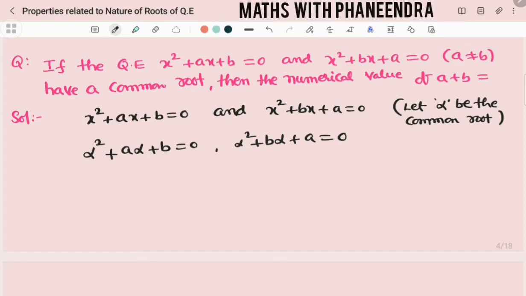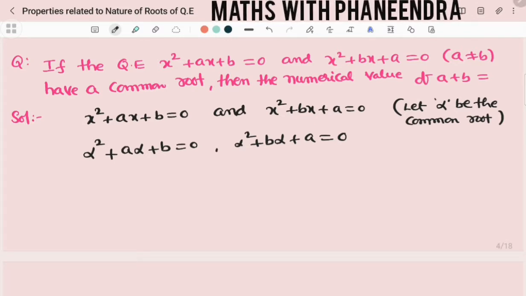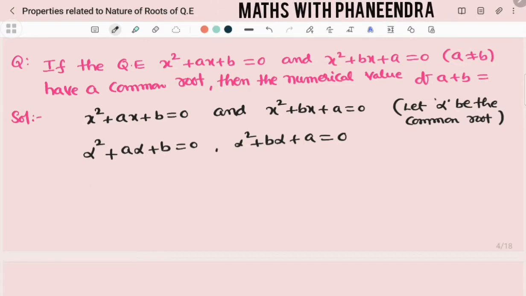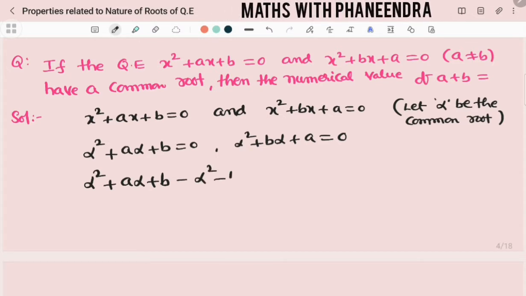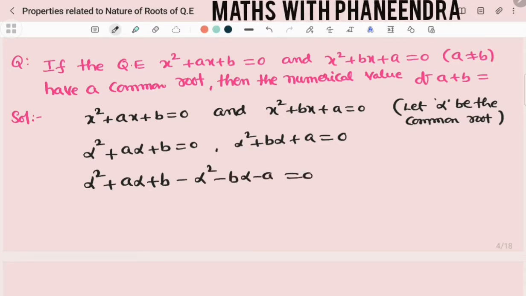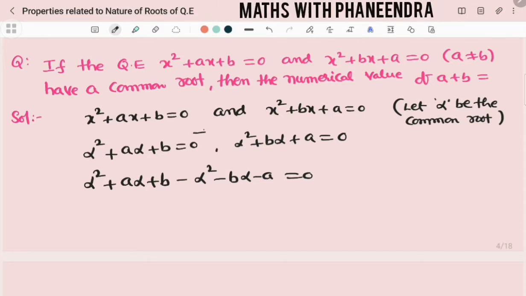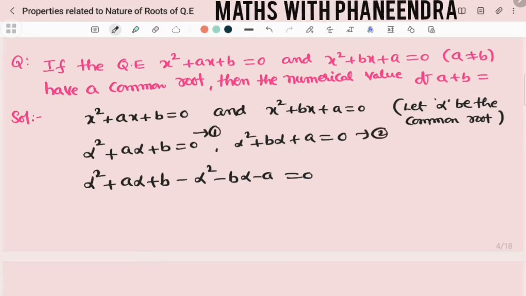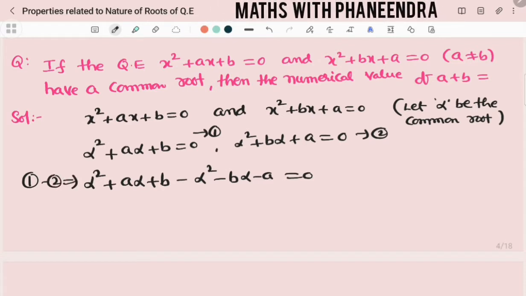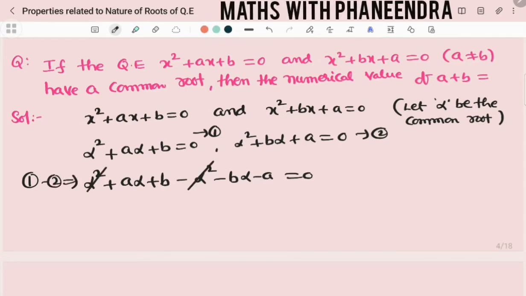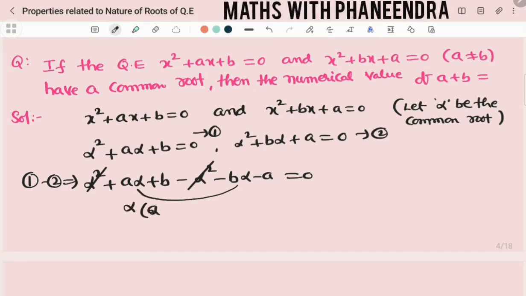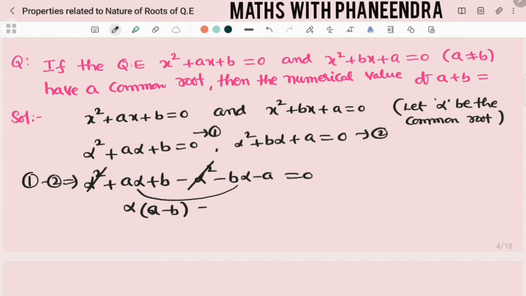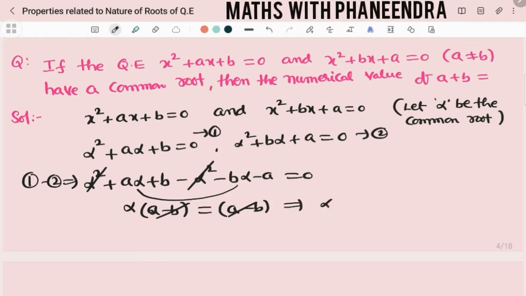So both the equations have a common root, so we can subtract the two equations. Alpha square plus a alpha plus b minus alpha square minus b alpha minus a is equal to 0 on subtracting. Subtracting equation 1 minus 2, these two will be cancelled. From these two, taking alpha common, alpha times (a minus b), and minus a we can take this side, plus a minus b. So a minus b gets cancelled, and alpha is equal to 1.